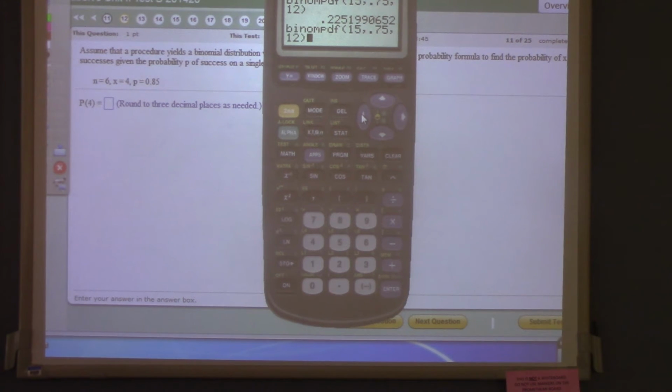So 6.85 and 4. 6.85 and 4. 0.176, is that what y'all got?